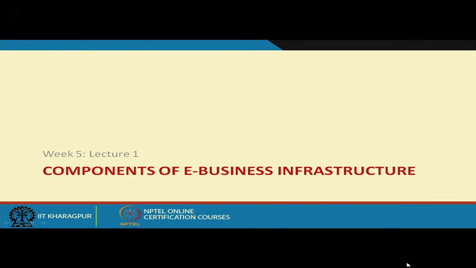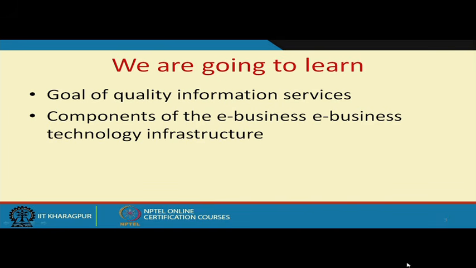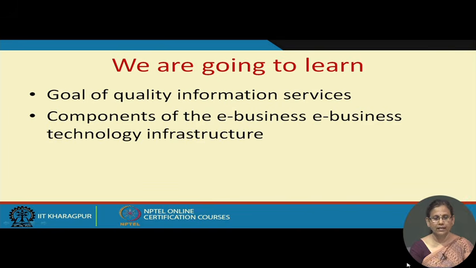So, we are going to talk about the infrastructure part of such e-business companies. In order to make a company e-business enabled, what kind of information technology infrastructure is required, that we are going to discuss. In this particular lecture we are going to learn what is the goal of quality information services. Then we are going to learn what are various components of e-business technology infrastructure.